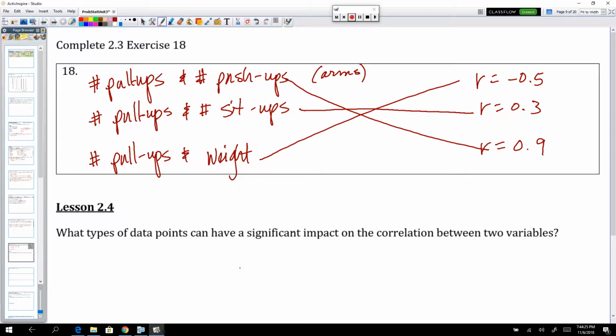All right, moving to lesson 2.4. If you were to review the lesson material on 2.4, the first question I would want you to understand is, what types of data points can have a significant impact on the correlation between two variables?